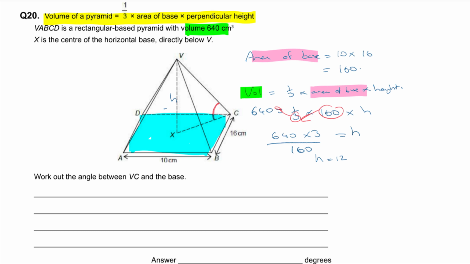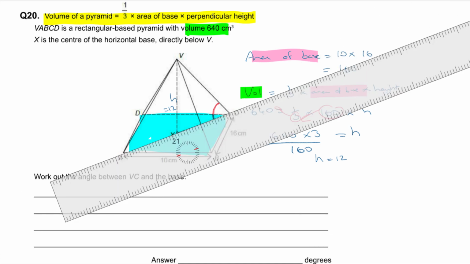Let's just add that to the diagram. So we've got the height. What else have we got? Well, we only still know one thing in that triangle, so we're not going to be able to find the angle just yet. We could use Pythagoras.